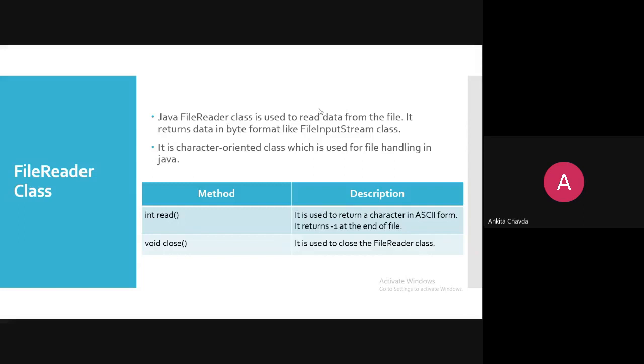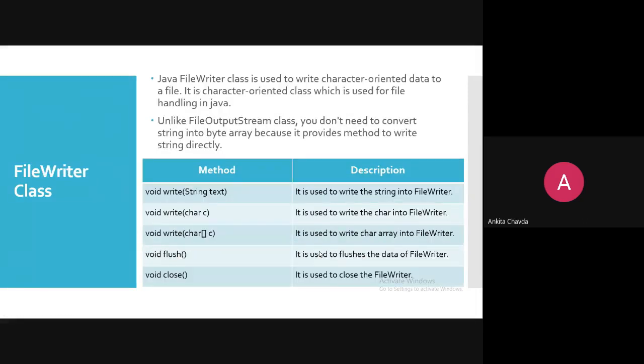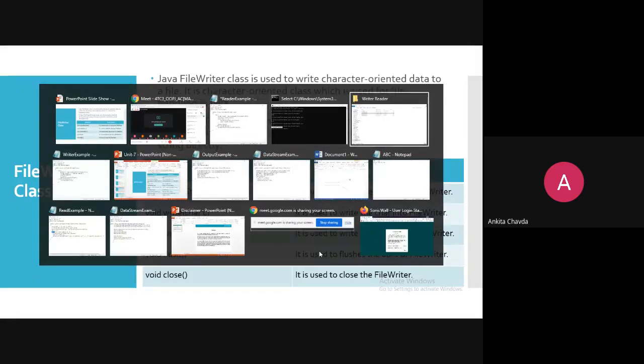And here you have only two methods in the FileReader class: one is int read and the other is close. Read is used to return a character in ASCII form only. So it has integer as a return type, because it will return in ASCII form and it will return -1 at the end of the file. Close will simply close this class stream. We'll see the example for this.